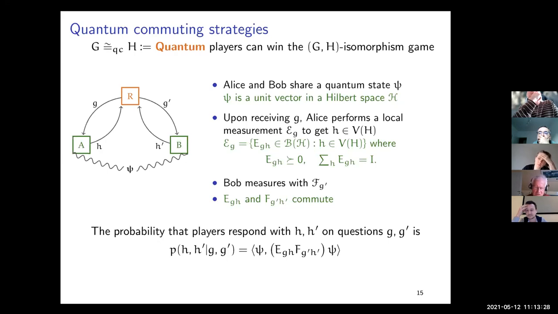Okay, so just one question. So performs local measurement on what state, on which vector? On the psi. On the psi, right? Okay. Yes.